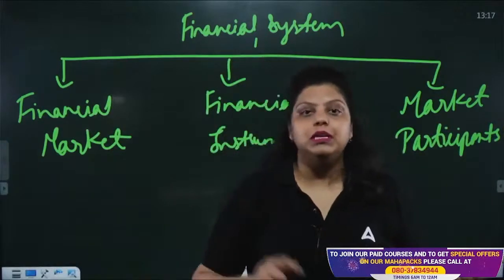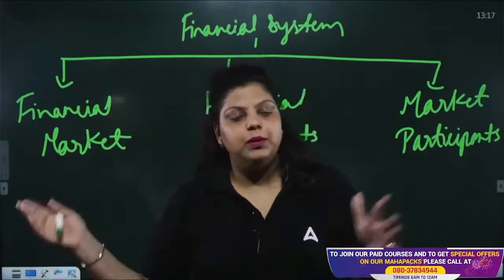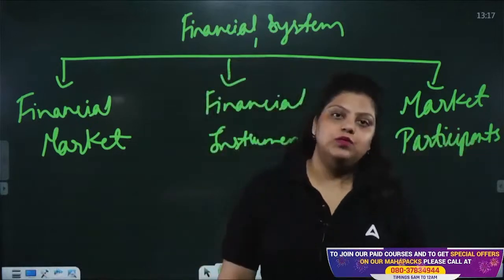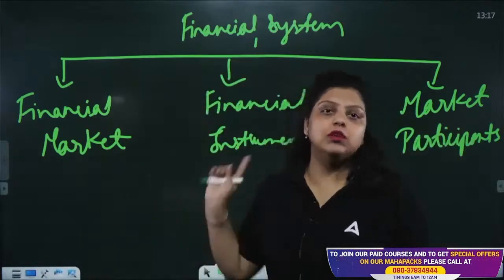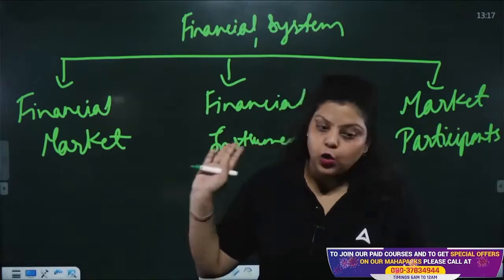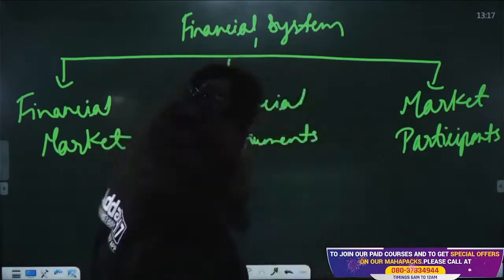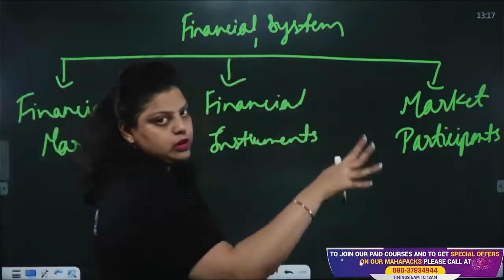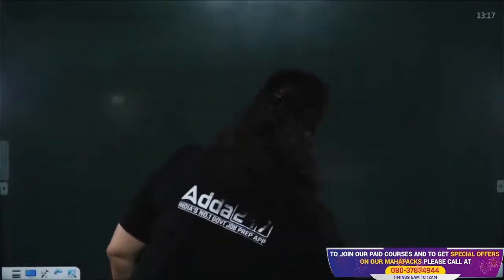So, anyone who is using financial instruments in the financial market to raise capital or to exchange funds among the persons who have surplus money and the persons who have a deficit of money, this is known as your financial system and the components of the financial system. Clear? I hope it is clear. These are the three components. The detail of these components we are not discussing right now. I have just given you an overview.